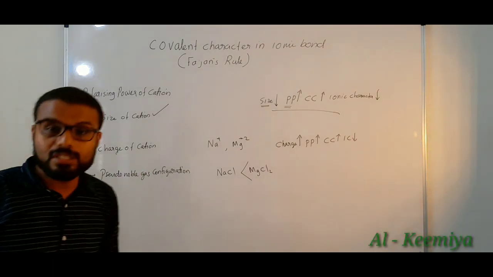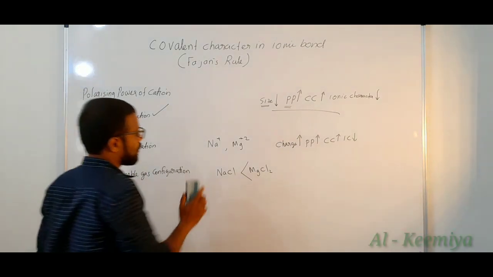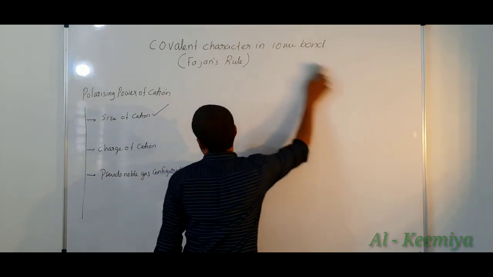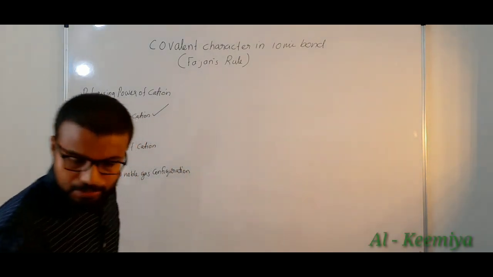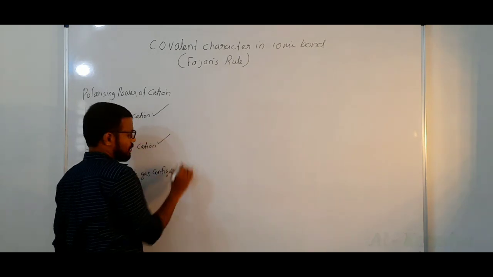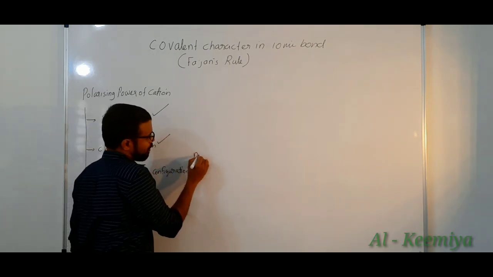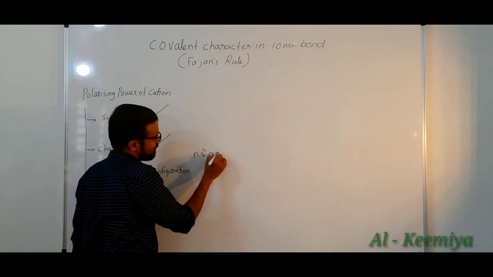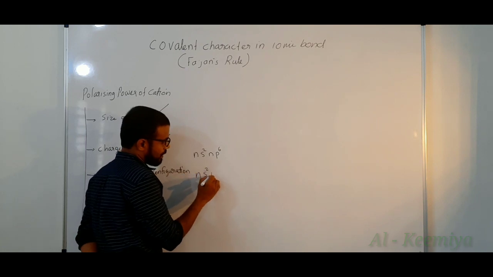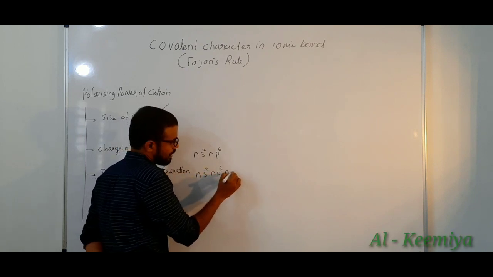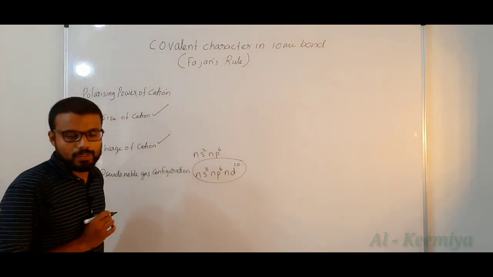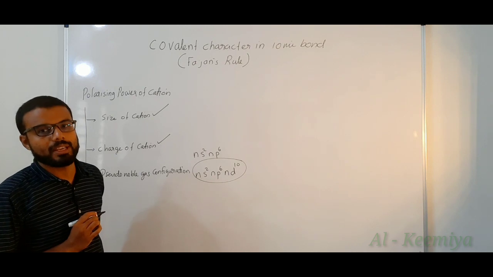Then the third one, pseudo noble gas configuration. Third point, pseudo noble gas configuration. See, we know what noble gas configuration is. Noble gas configuration is ns2 np6. Pseudo noble gas configuration means ns2 np6 nd10. That is, in the last shell 18 electrons will be there. That is the pseudo noble gas configuration.